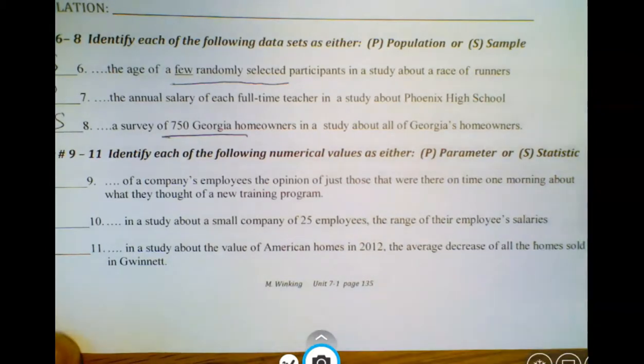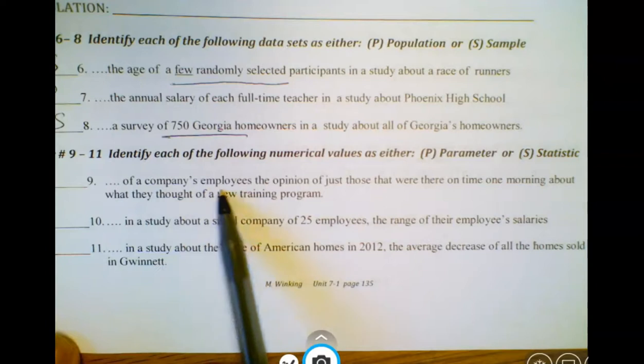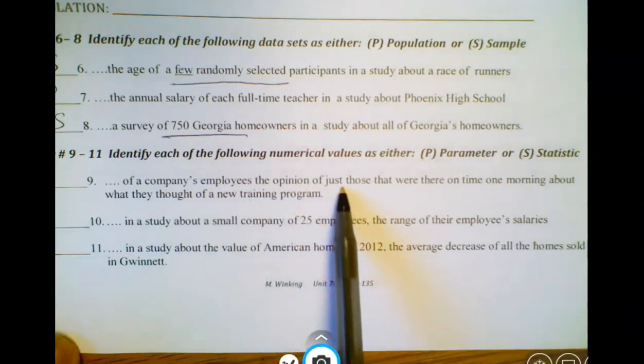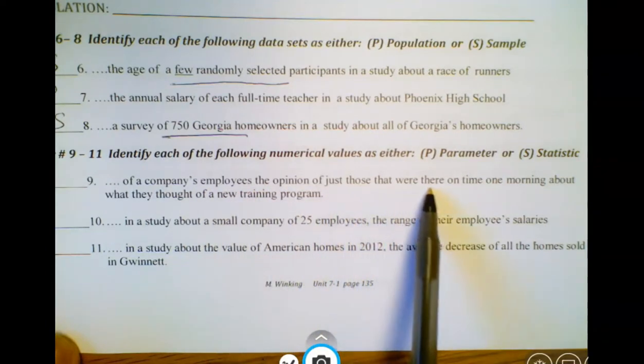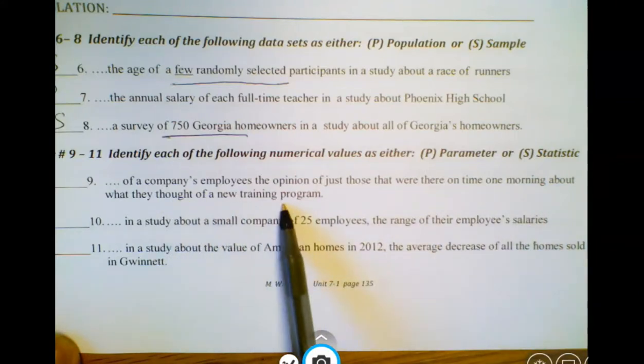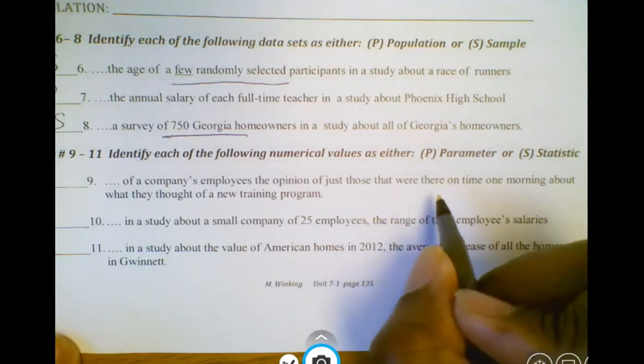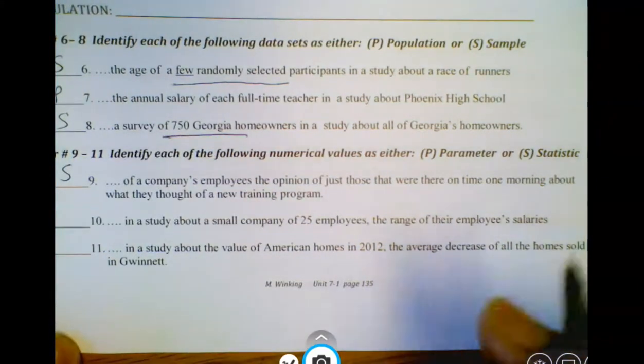So hopefully you thought about it and you read it and you paused it. The first one says, of a company's employees, the opinions of just those that were there on time one morning about what they thought about the new training program. So they didn't test all the employees, they tested just the ones who were on time one morning. So this is a statistic, it's a sample.